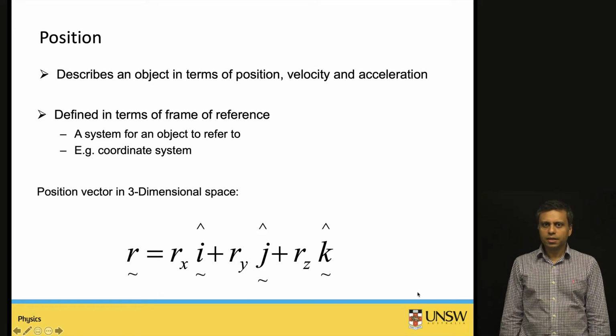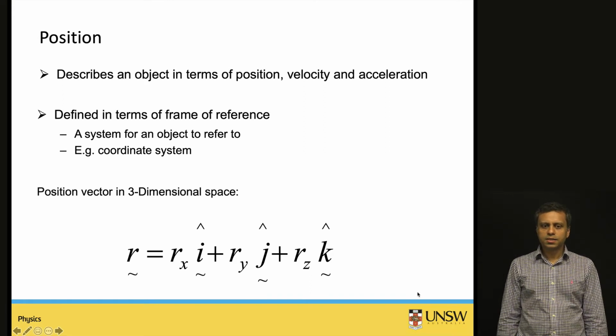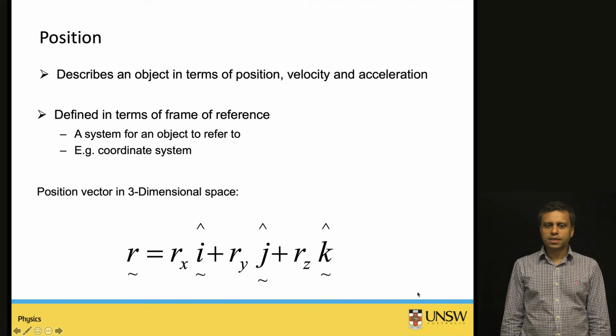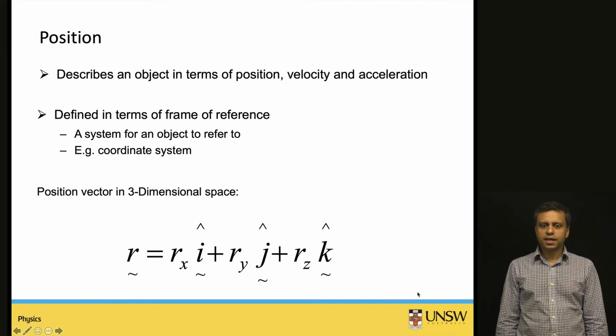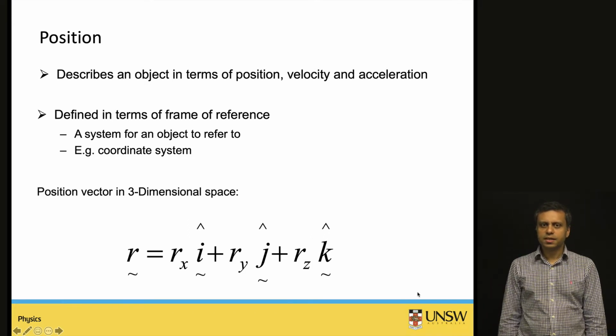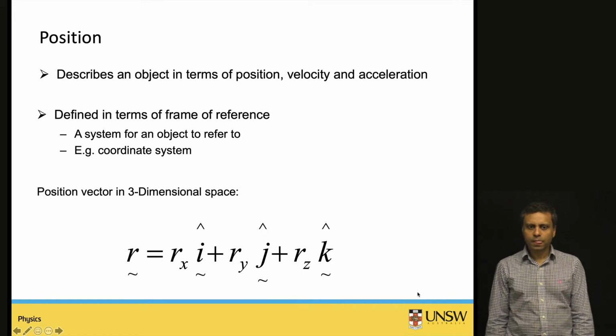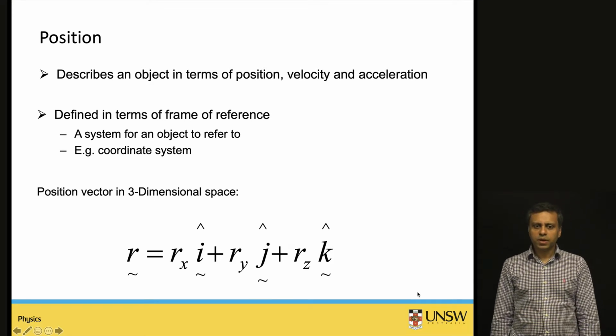So a position in three dimensions is described by a vector such as r equals rx times i plus ry times j plus rz times k. Here i, j and k are the unit vectors pointing along each of the Cartesian axes, as you have learned in the module on vectors. So this simply means that the object's position is rx units along the x direction, ry units along the y direction, and rz units along the z direction.